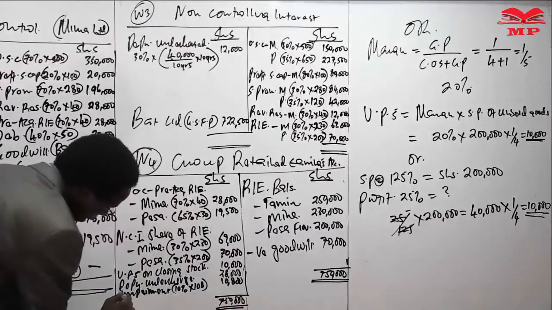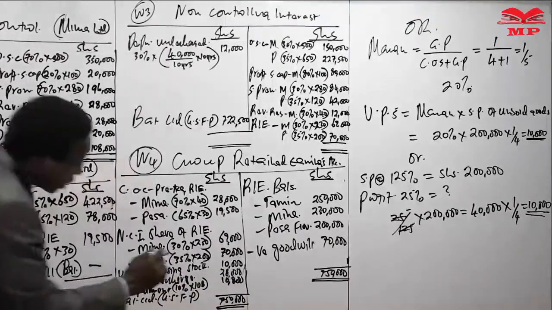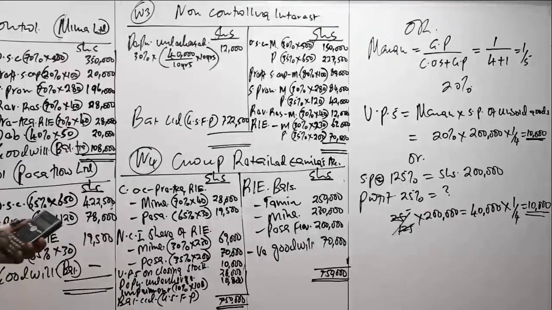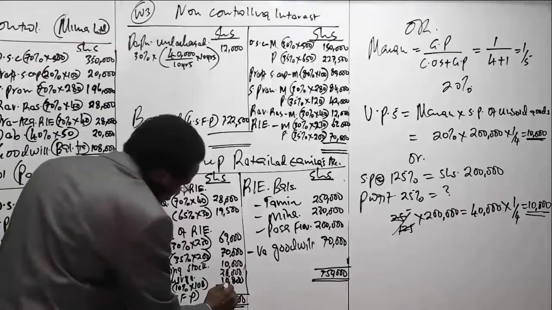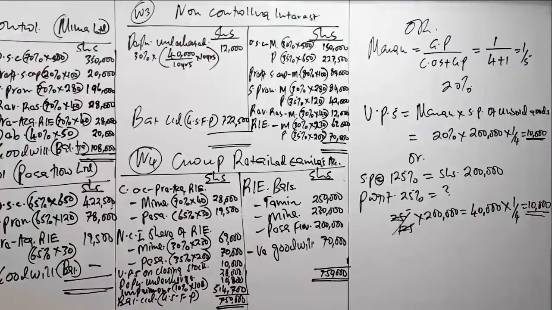So we are interested in the balance carried down, to be taken to the group statement of financial position. Let's go to that. We have the 28,000, the 19,500, the 69,000, the 70,000, the 10,000, the 28,000, and the 10,800. So we subtract from the 750,000. We are getting 514,700. That is very important. So we'll take it to the group statement of financial position.